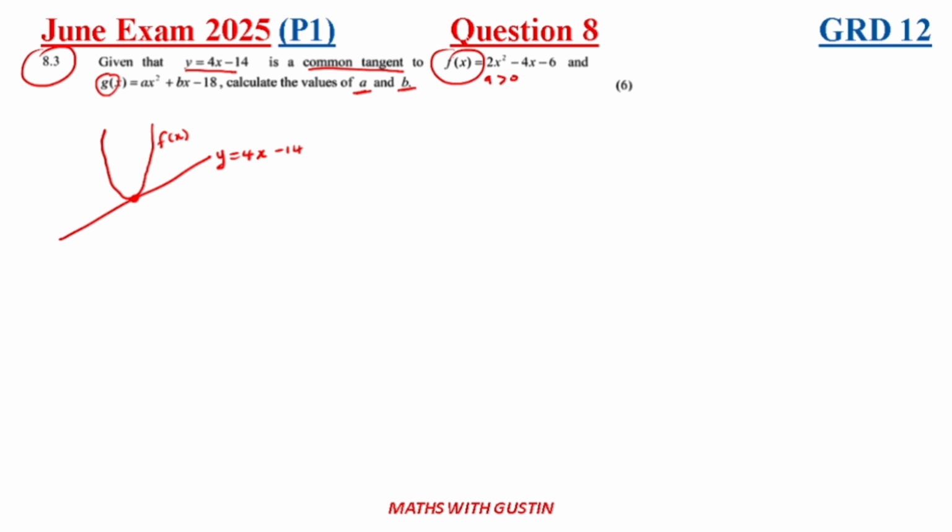Now it means the g of x should be touching here at only the one point as well, because they said it's a common tangent. It means these graphs are all passing through the same point, because they have the same common tangent at a given point. So this is the point here. What can we do first? Remember, if this is a point here, this straight line y equals f of x at that particular point.